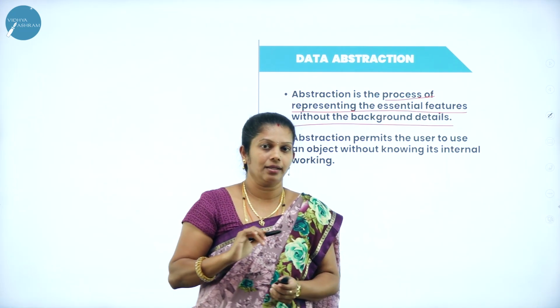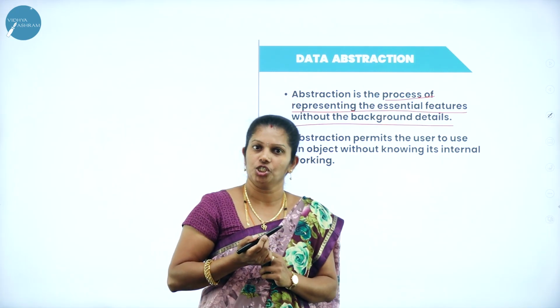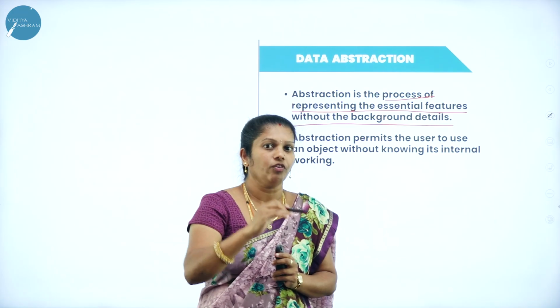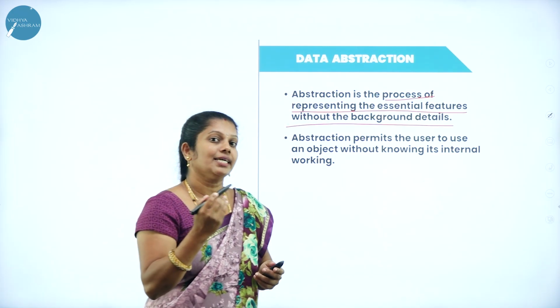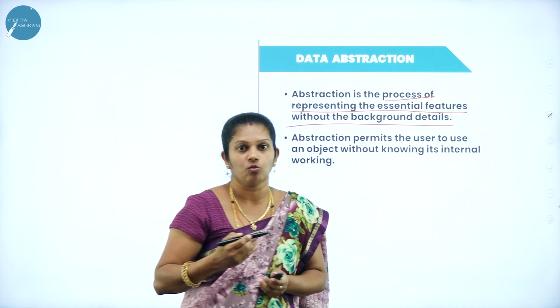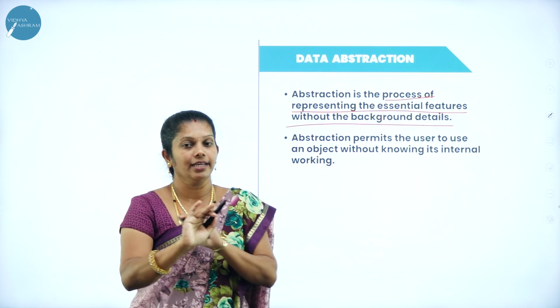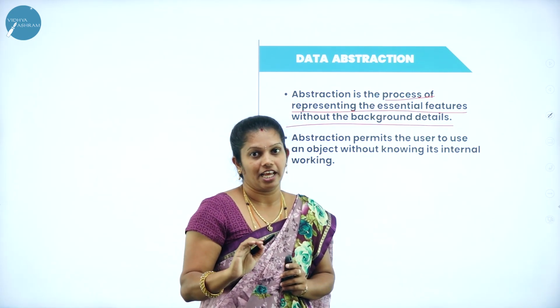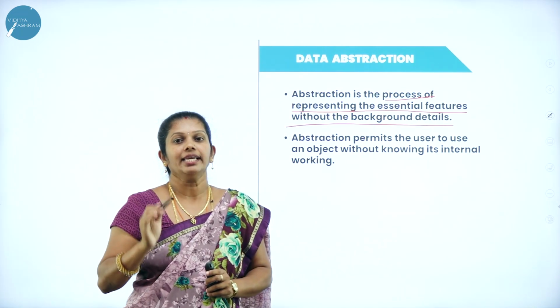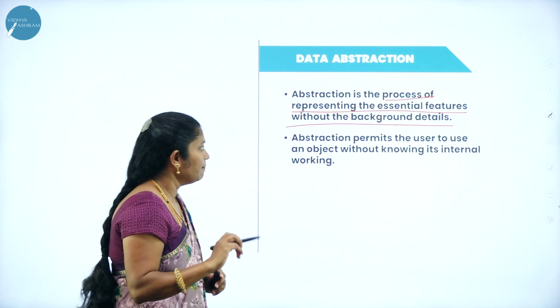For example, mobile. We want a mobile, we are using WhatsApp, Bluetooth, all the functions we are using. But we don't know, we don't want that. How exactly the data are transferring from one mobile to another mobile, which technique they are following, where first it will store. Regarding that, we don't want any information. That is data abstraction, considering only the essential features without considering the background detail.